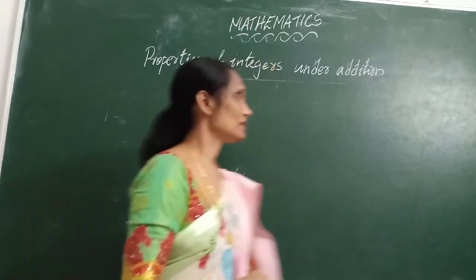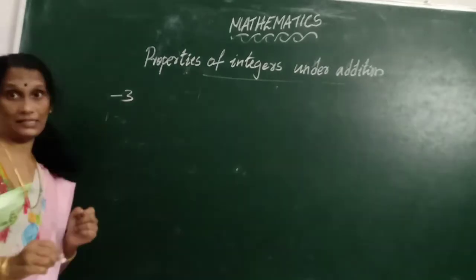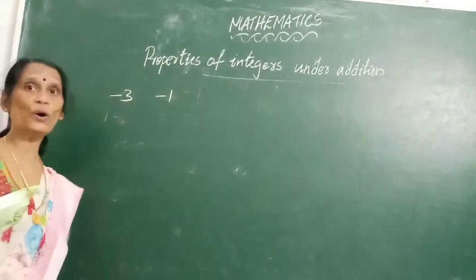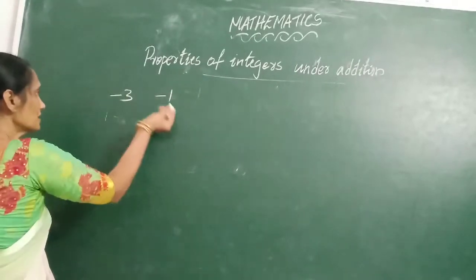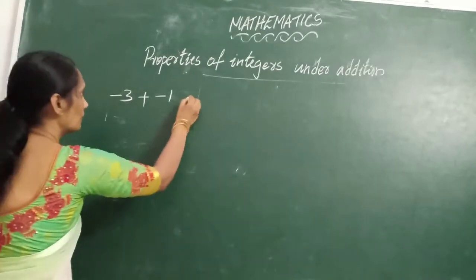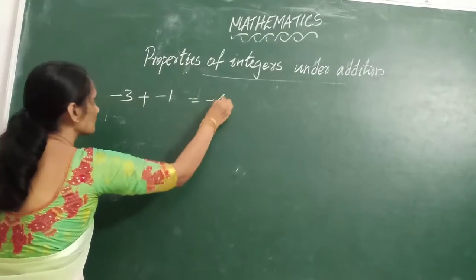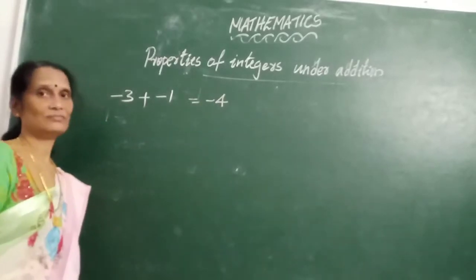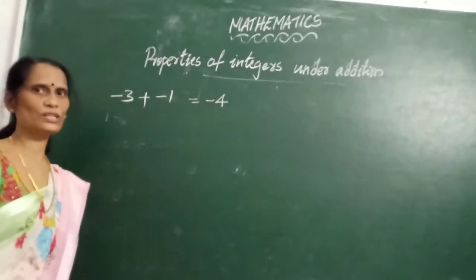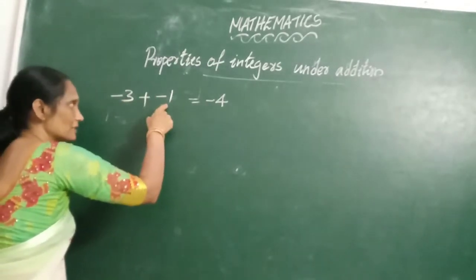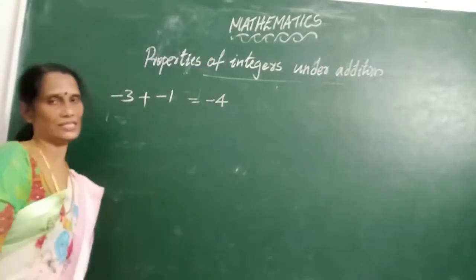See here. Minus 3 is an integer, right? And minus 1 is also an integer. What do you get when we add minus 3 and minus 1? We get minus 4. Is minus 4 an integer? Yes, minus 4 is also an integer. That means when you added these two integers, you got another integer.